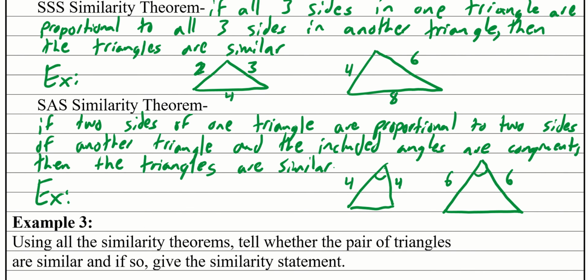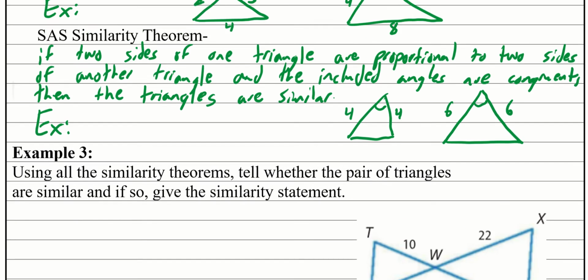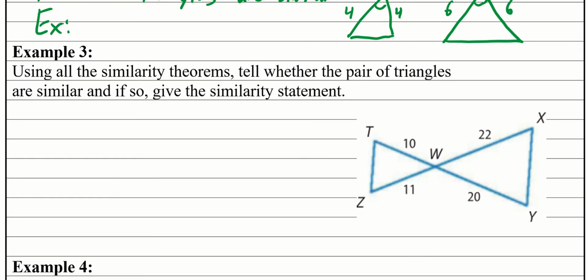We can look for these because this tells us, now that I have this information, I can start to set up my proportions and solve for whatever I'm looking for. So example 3 here: using all the similarity theorems, I want to tell whether this pair of triangles are similar, and if so, give the similarity statement. If we're thinking of the few different similarity theorems that we have, it can't be side, side, side because I don't have all three pairs of sides. It can't be angle, angle because I don't have any of the pairs of angles. So the only one that leaves is side, angle, side. And I notice I do have vertical angles, so I do have one pair of angles that are congruent.